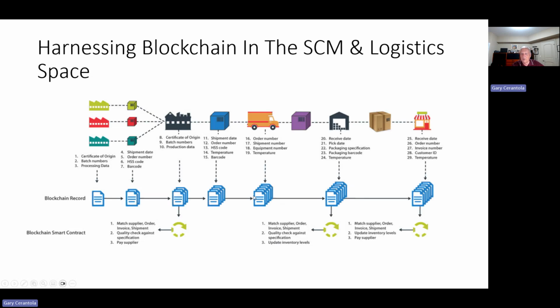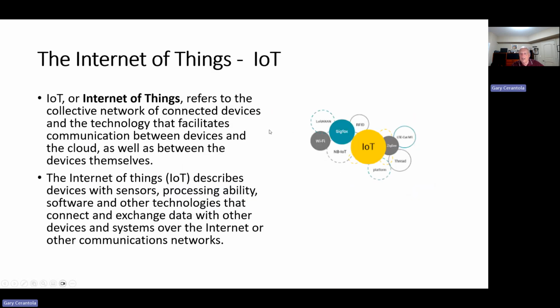So here's a little bit more about blockchain. Here's one that you should know about: the Internet of Things. And what they are is basically, I'm sure you've heard of smart technologies where you're making devices smart. Well, now what you're doing is you're making large operations smart with the Internet of Things.